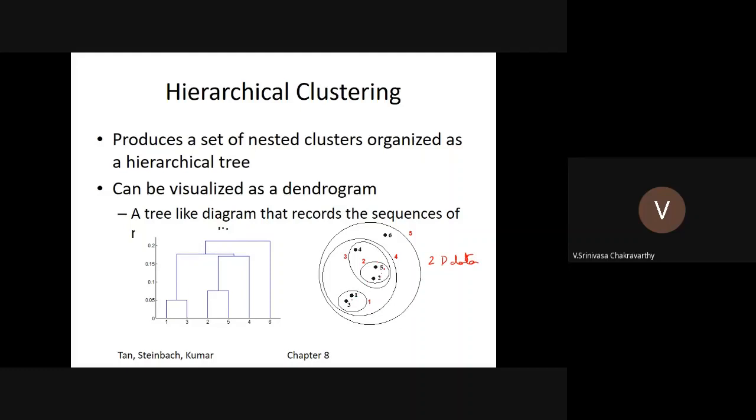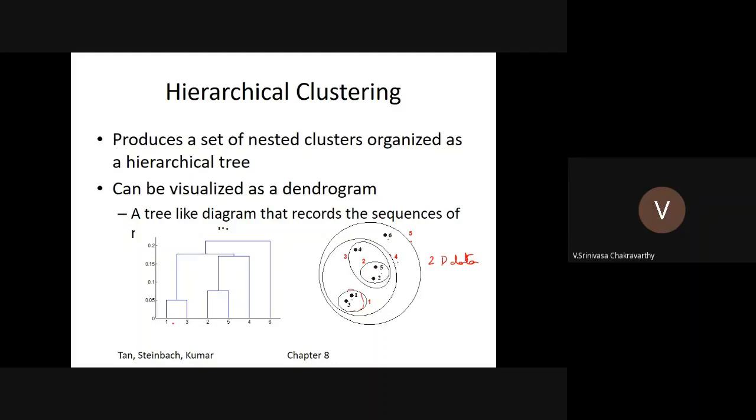And then this cluster called 2-5 is combined along with 4 to form a bigger cluster called 3. Then this cluster 3 and this cluster, which is cluster number 1, are combined to form cluster number 4, which is this big circle. And to cluster number 4, you add data point 6 to get the largest cluster, which is the entire data set, that is cluster number 5.